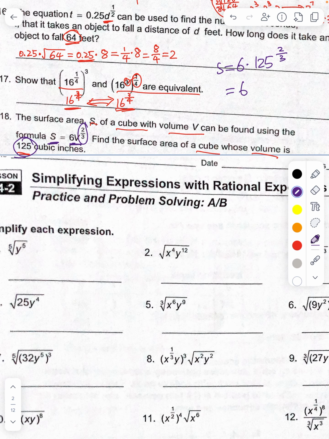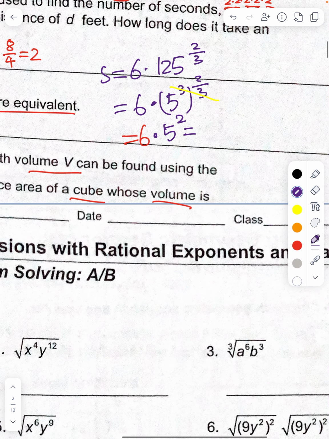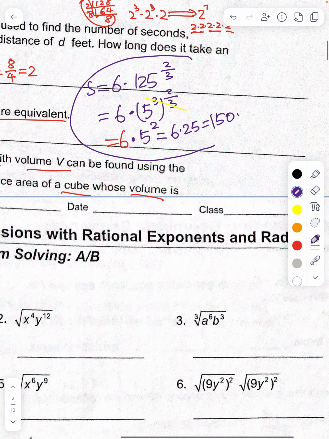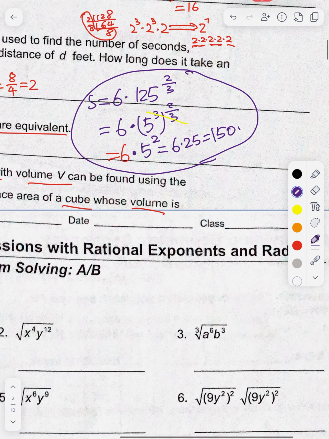Okay, so the surface area going to be 6 times 125 raised to the power of 2/3. I can turn the 125 to 5 raised to the 3rd power. And then 2/3 outside. Another power, right? Power of power, they multiply. 3 cancel out. So we only have 6 times 5 raised to the 2nd power. It's 5 squared, right? That's 6 times 25. That's 150. So the surface area is 150. This is number 18. Okay, this is the part 1 of Unit 6.